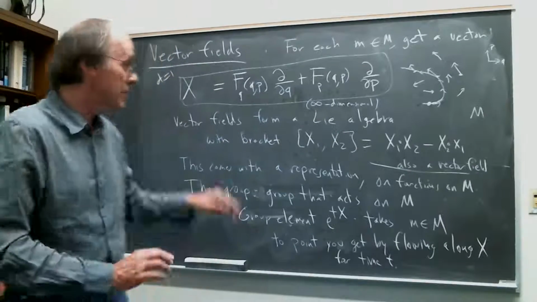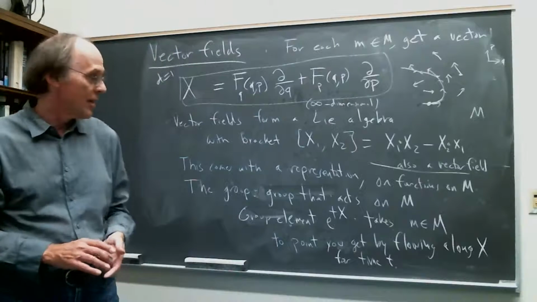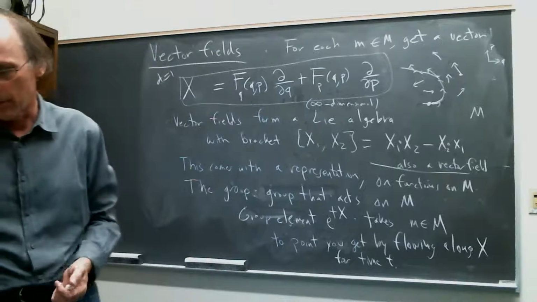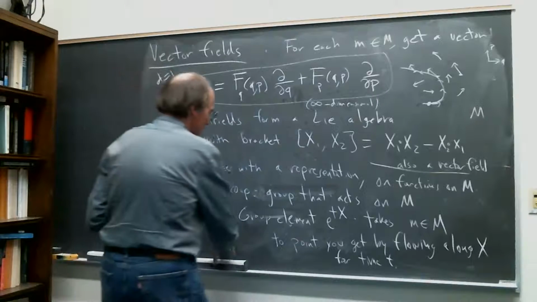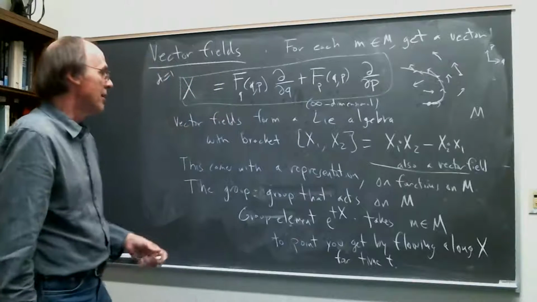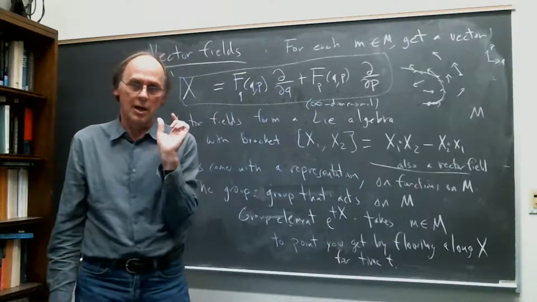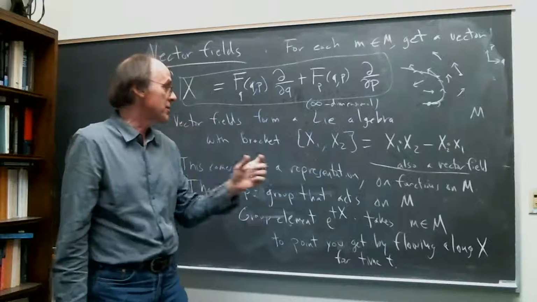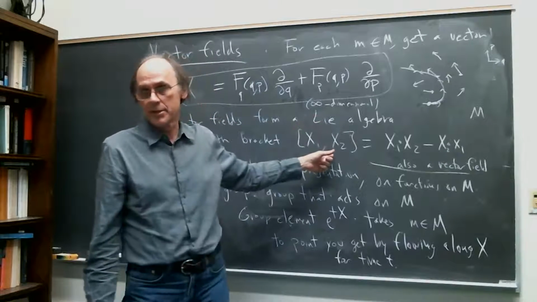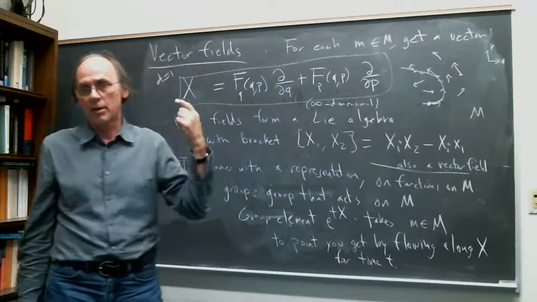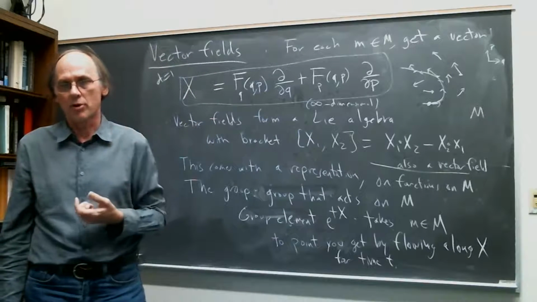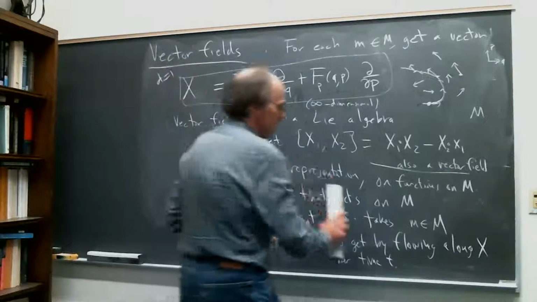Okay. But this is true for arbitrary manifolds. Now, if we're on a symplectic manifold, this is where things get interesting. There are two infinite-dimensional Lie algebras: the Lie algebra of vector fields, and the Lie algebra of functions with a Poisson bracket. And it turns out they're related.